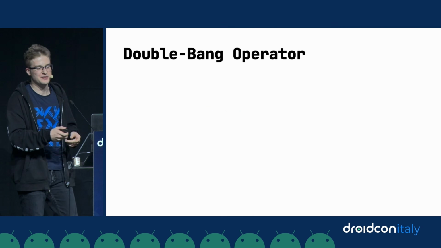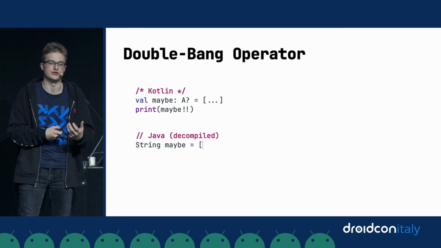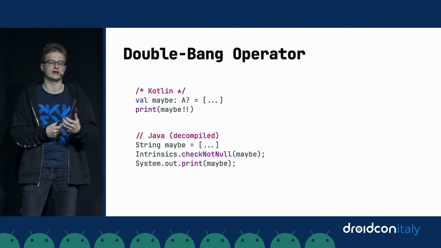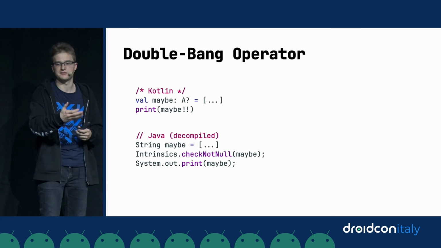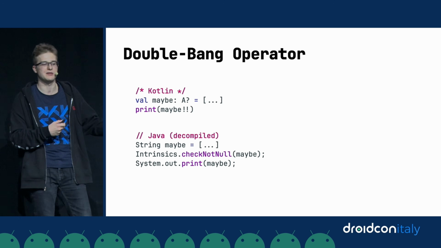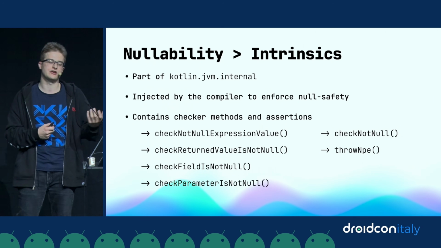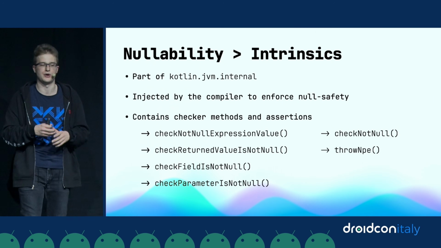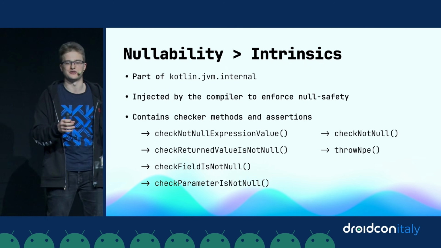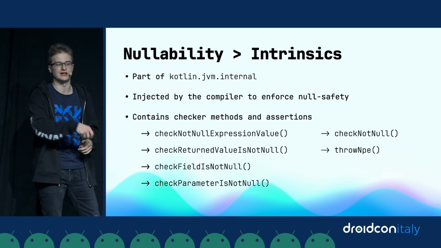And then we have the double bang operator, which is just asserting that a type is not null at runtime. That is compiled to a call to Intrinsics.checkNotNull with the parameter. Now, that is self-explanatory. It checks the nullability of the value, and if it is null, it throws an exception. The class Intrinsics is part of Kotlin JVM internals, and it is sprinkled throughout the Kotlin code where it is necessary to check and enforce the type system safety at runtime.